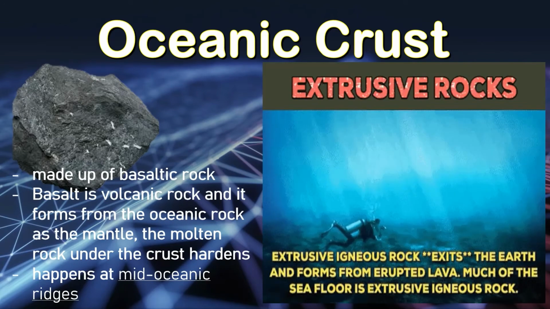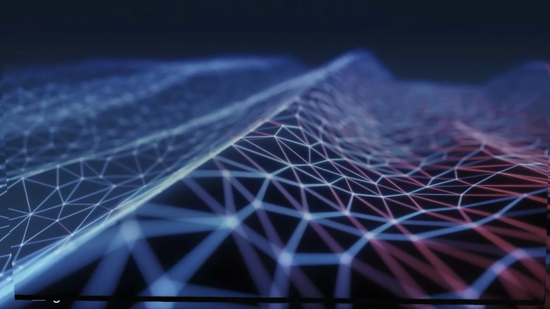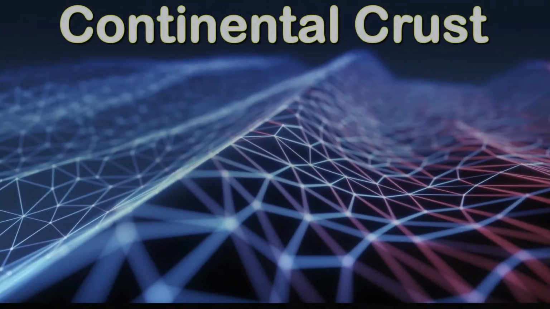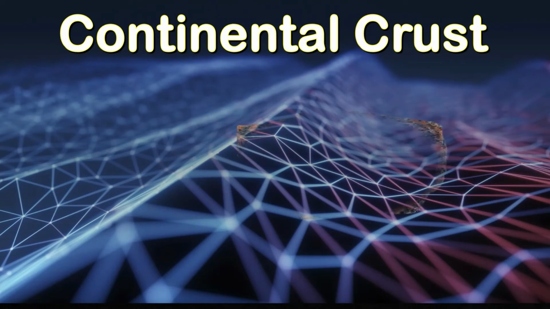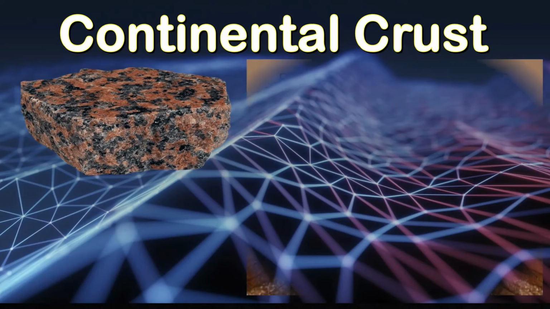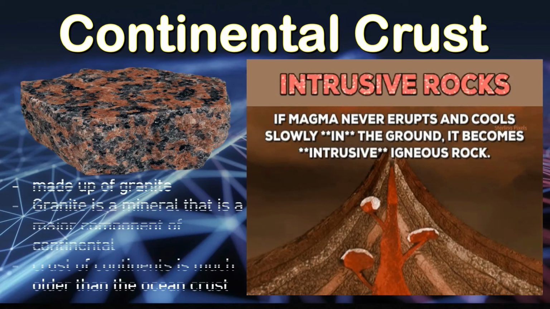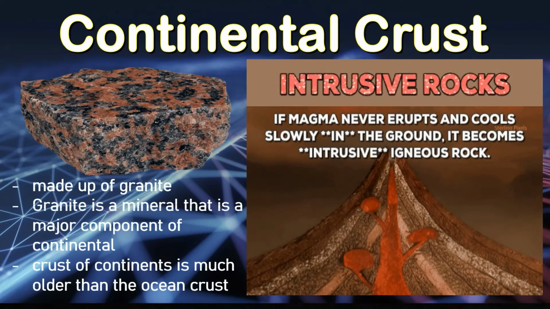What about granite? Now let's tackle the continental crust. Oceanic crust may be heavier and denser, but continental crust is the thicker and older part of the Earth's crust, which is mostly granite. It is a mineral that is a major component of continental crust. The crust of the continent is much older than oceanic crust. Unlike the ocean floor, continental crust is not constantly reforming. You can find rocks as old as 4 billion years in continental crust.